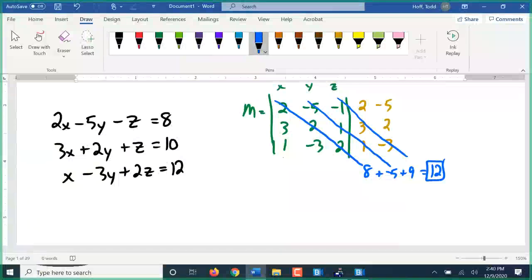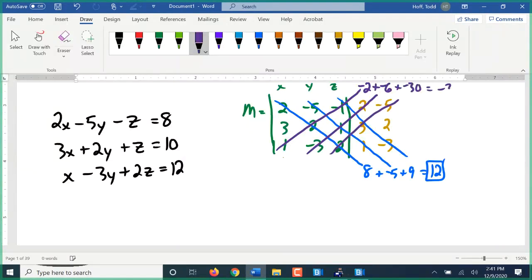Now we do our up diagonals. Going up, we've got 1 times 2 times -1 is a -2, plus -3 times 1 times +2 is a -6, plus 2 times 3 times -5 is a -30. I believe that's a -38. So that means our determinant is 12 minus a -38. Well, minus a -38 is the same as plus a +38, so that'll be a 50 is our determinant. So the base matrix comes out to 50.